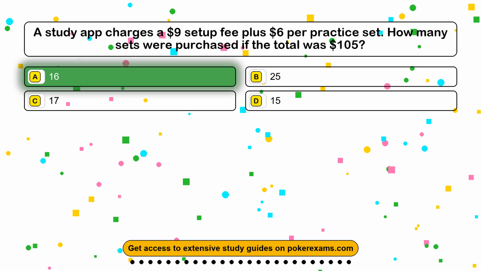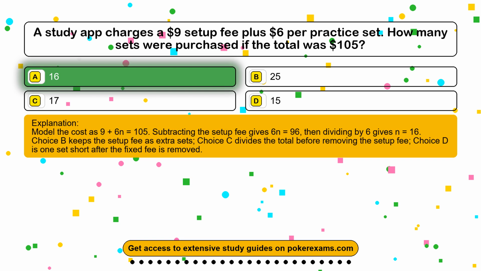The correct answer is option A, 16. Model the cost as 9 plus 6n equals 105. Subtracting the setup fee gives 6n equals 96, then dividing by 6 gives n equals 16. Choice B keeps the setup fee as extra sets. Choice C divides the total before removing the setup fee. Choice D is one set short after the fixed fee is removed.